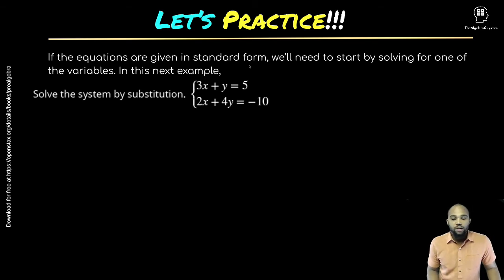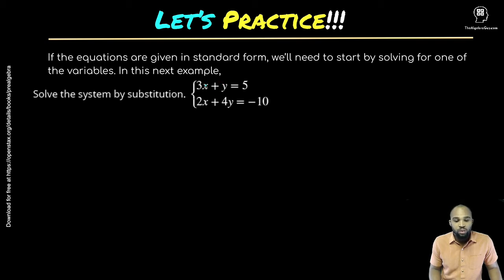All right, if the equations are given in standard form, we're going to need to start by solving for one of the variables. Now it doesn't matter again which one you solve for, but let's try to choose the easiest one. The easiest one is going to be the one with a 1 in front of it because it already has a 1, which is what we're looking for. So in this case, again, it's y. Again, it could have been x, but it was y. I can see right here.